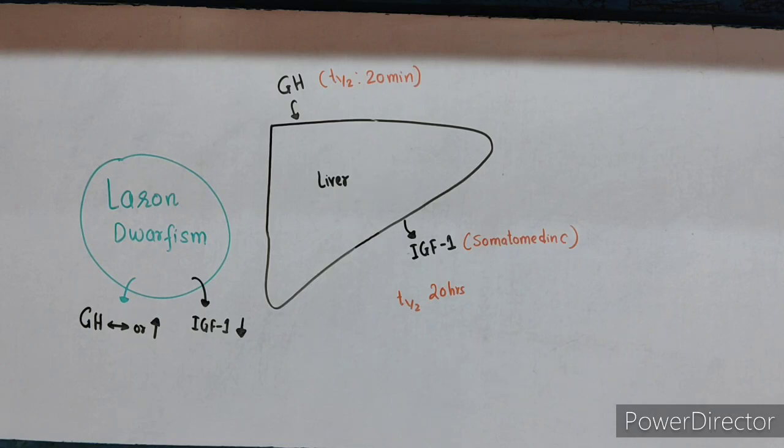In Laron dwarfism, there is a mutation in the growth hormone receptor, because of which growth hormone cannot bind to the growth hormone receptor and cannot produce insulin-like growth factor 1. So in Laron dwarfism, growth hormone is either normal or elevated, but insulin-like growth factor 1 is decreased.